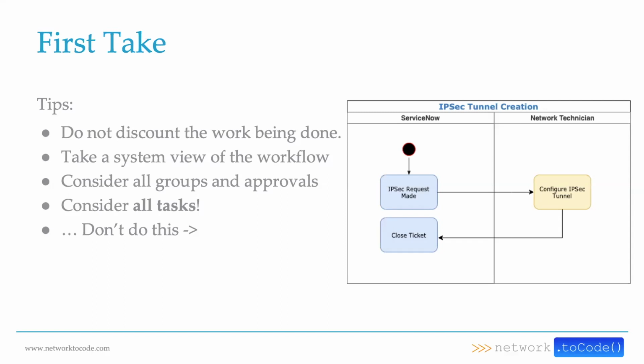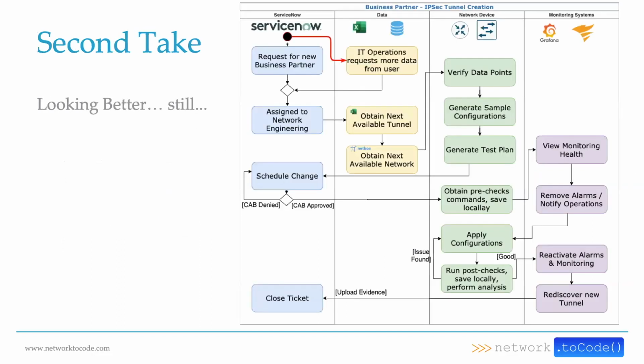They only take their own tasks, not the entire workflow into consideration, right? They're not considering all tasks. So, put it another way, don't do this, right? What you want to do is something more like this, right? Really start understanding the different tools, systems, groups that are working in there, right? And this starts looking a lot better. It really starts to show the complexity of what your networking groups are actually doing, right?